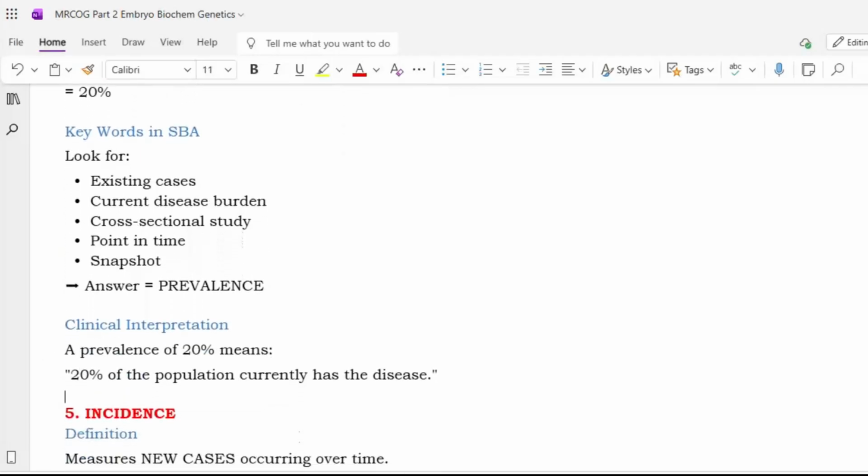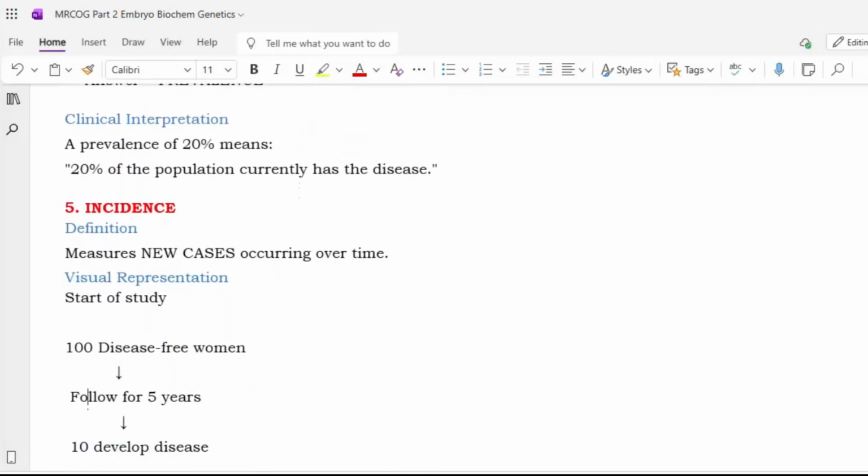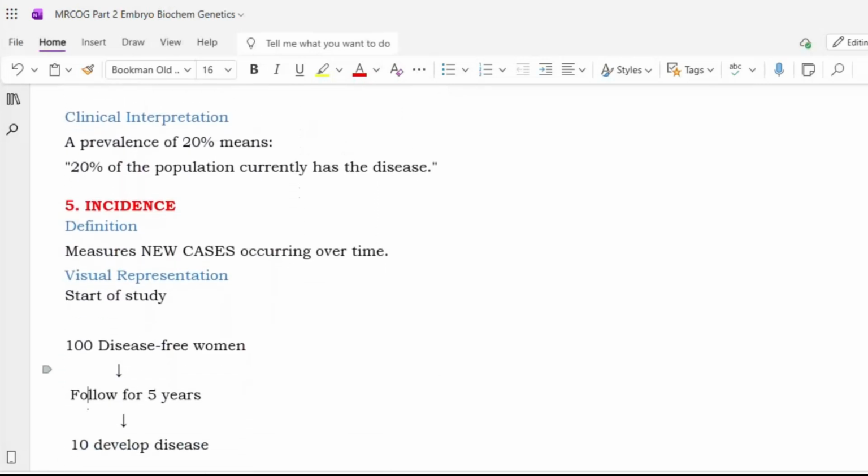Okay, so what is the clinical interpretation? A prevalence of 20% means 20% of the population is currently having the disease. Prevalence of the disease is 20%, that means 20% of the population is currently having the disease. Okay. So now the next concept is the incidence.